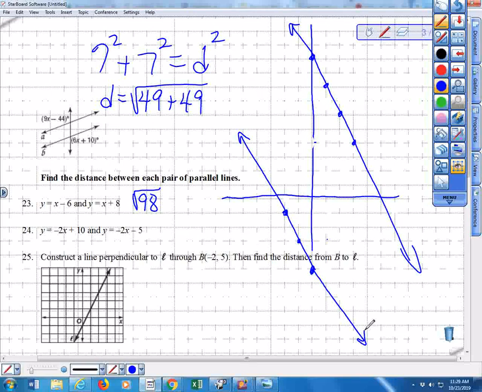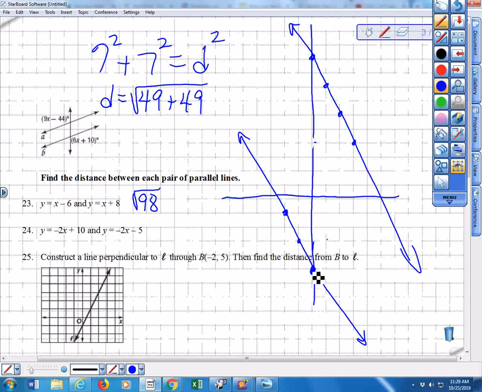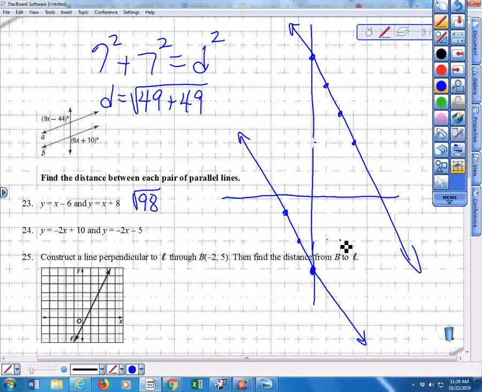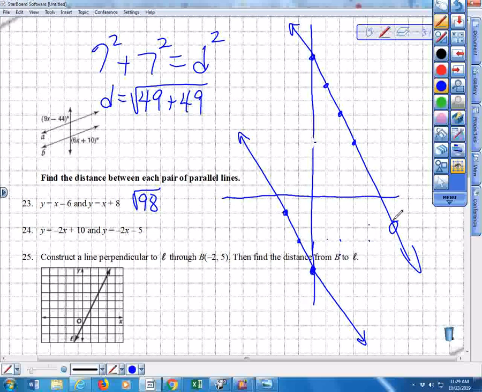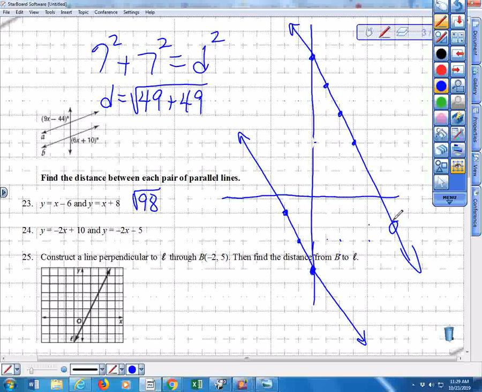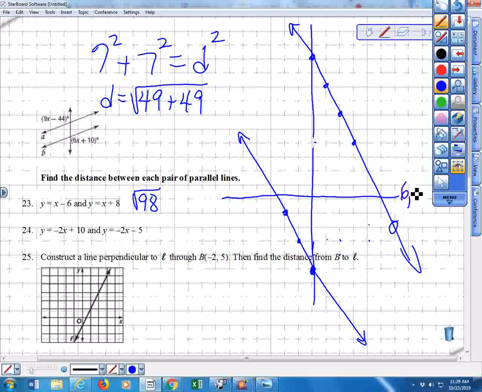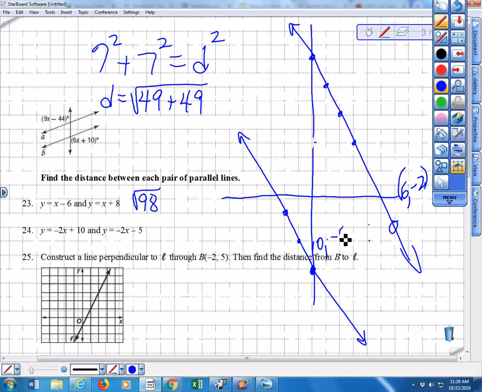So I'm going to pick this y-intercept. I'm going to go up 1 over 2. Up 1 over 2. Up 1. My day is made again. Okay, so now this point is 1, 2, 3, 4, 5, 6, -2. This point is 0, -5.